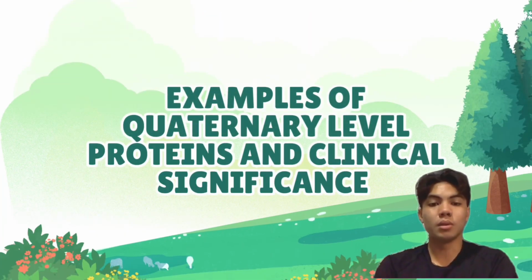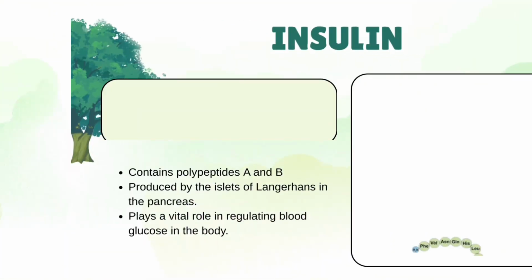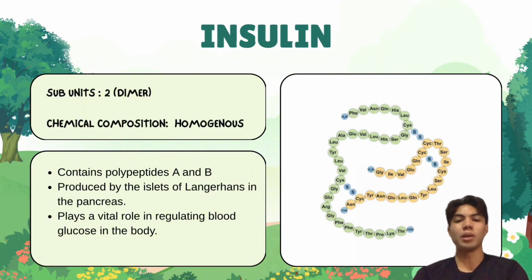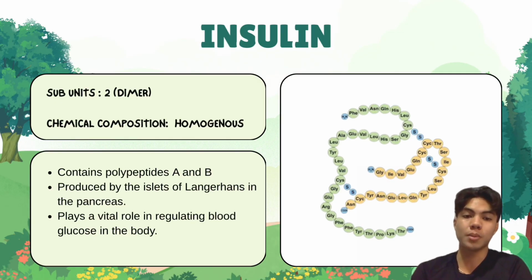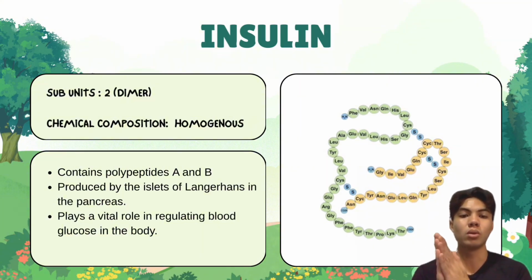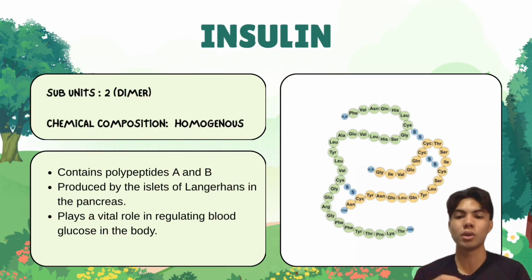Let's talk about some examples of important quaternary structure proteins and their clinical significance. Insulin. Insulin is a polypeptide hormone that contains polypeptides A and B, an A chain with 21 amino acids and a B chain with 30 amino acids. It is produced by the pancreas, specifically the islets of Langerhans. It plays a vital role in regulating blood glucose in the body. It increases glucose storage to decrease glucose production by the liver.